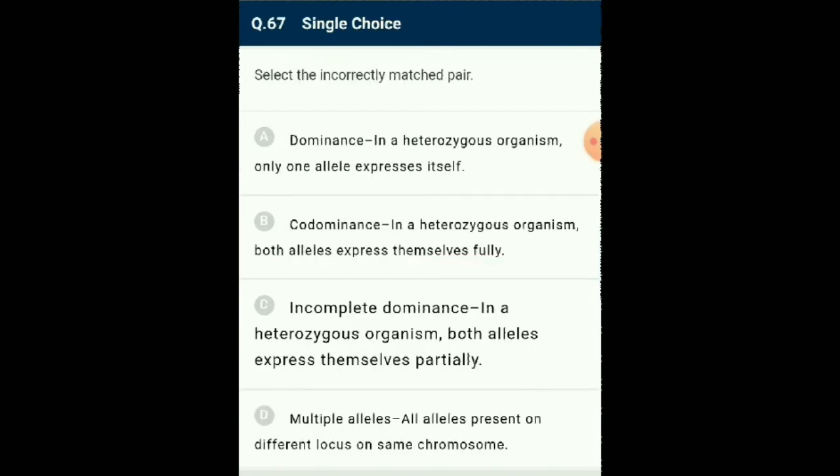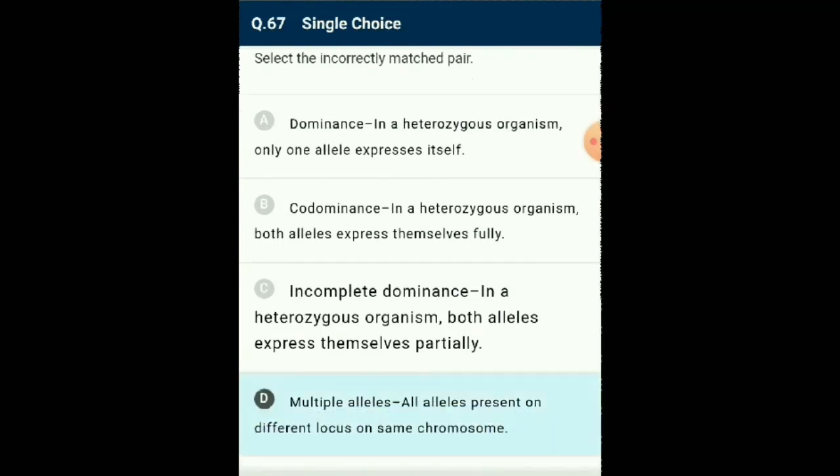Question number 67. Select incorrectly matched pair. Mendel experimented with garden pea for 7 characters. In each case, he found that in a dissimilar pair of factors, for example capital T, small t, only one is available to express its effect, that is called a dominant factor. The other factor which does not show its effect is known as recessive factor. So the answer for this question is option D, multiple alleles. All alleles present on different loci on the same chromosome. So that is the incorrectly matched pair.